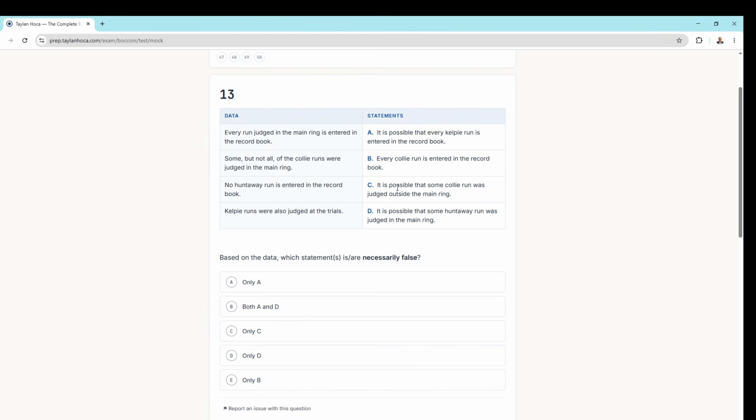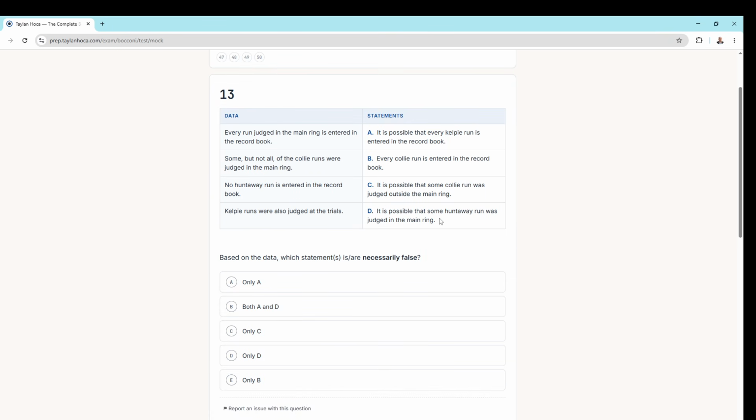Maybe the ones that are not judged are also in the record book. I don't know. It is possible that some Collie run was judged outside the main ring. Some, but not all, of the Collie runs were judged in the main ring. Everyone judged in the main ring. Okay. I don't know anything about the ones outside the main ring, right? So they don't say every run judged is in the main ring. No, I don't have that.